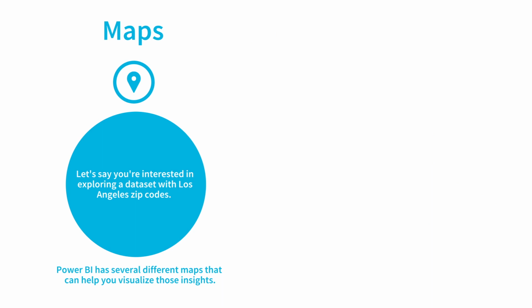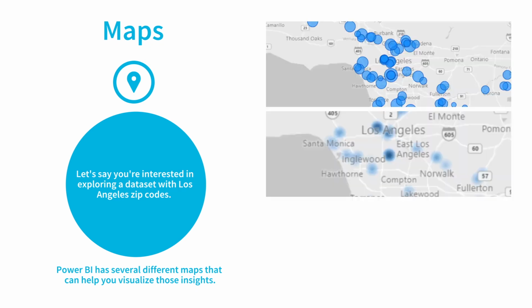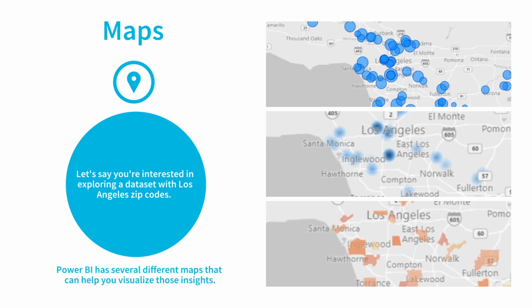For example, imagine you have a data set that contains information about Los Angeles, and you have a field that contains a bunch of LA area zip codes. With Power BI, you could create a bubble map, a heat map, or a filled map. In just a minute, I'll explain each of these maps in detail, but that's only the tip of the iceberg. Power BI has more maps than I could ever hope to cover here.